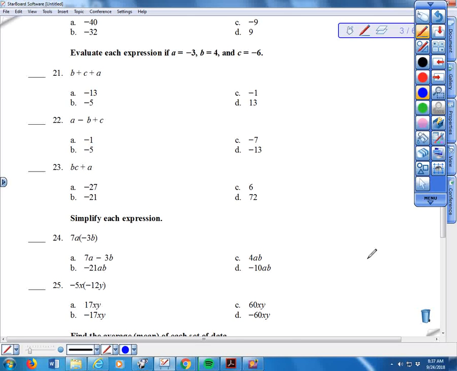Okay, again, substitution here. If A is negative 3, B is 4, and C is 6. So 4 minus 6 minus 3. So let's just start left to right. What's 4 minus 6? Subtraction or addition? Subtraction, and it's 2, and it's negative 2. Yep, so this is negative 2. Then I have negative 2 minus 3. It's addition now because we have two negatives. So it's 5, and it'll be negative 5.